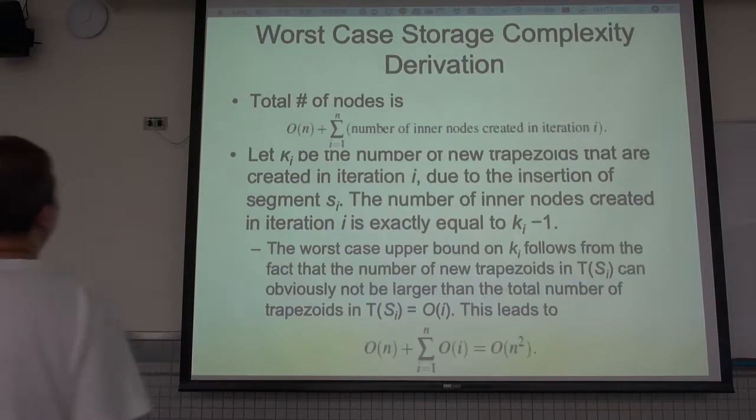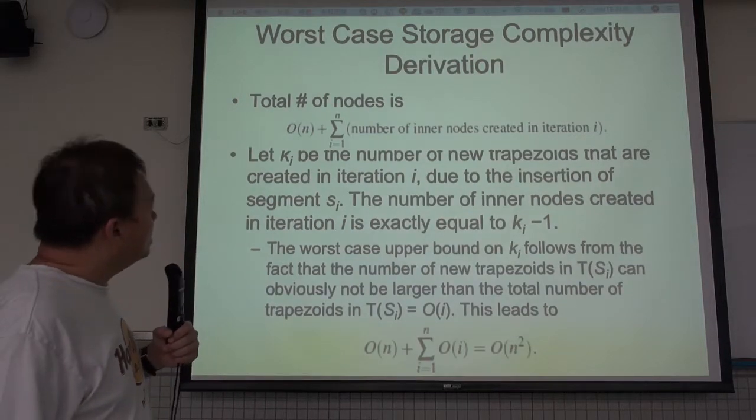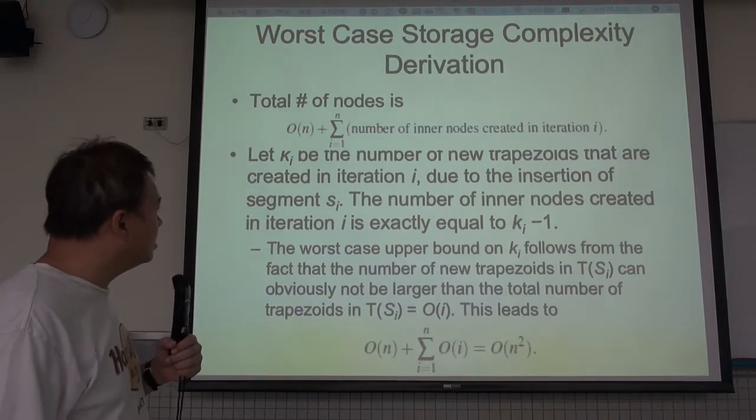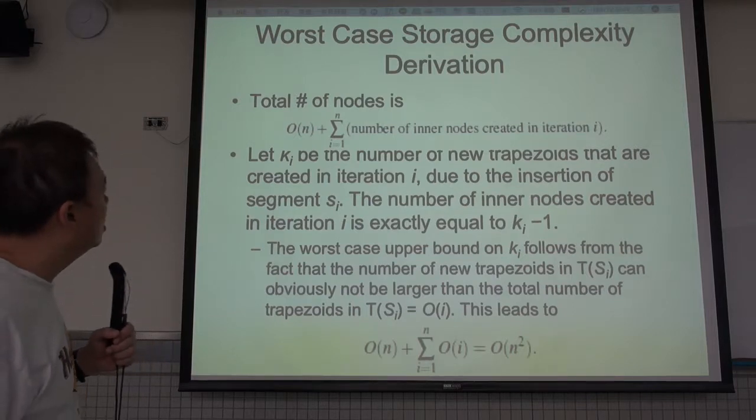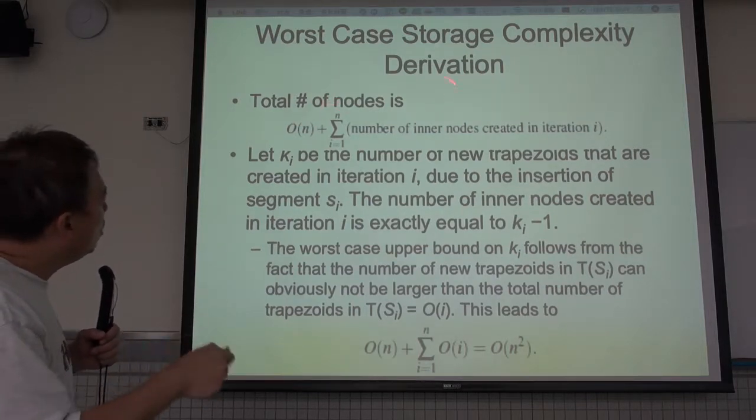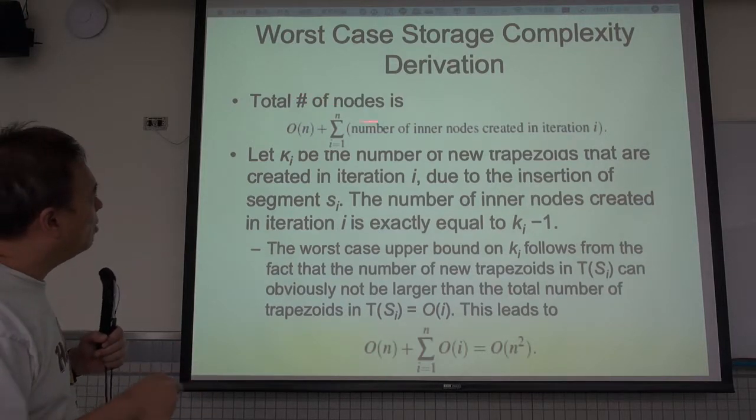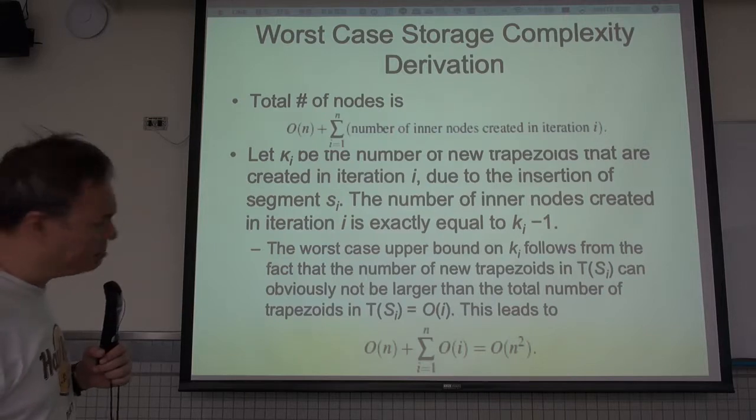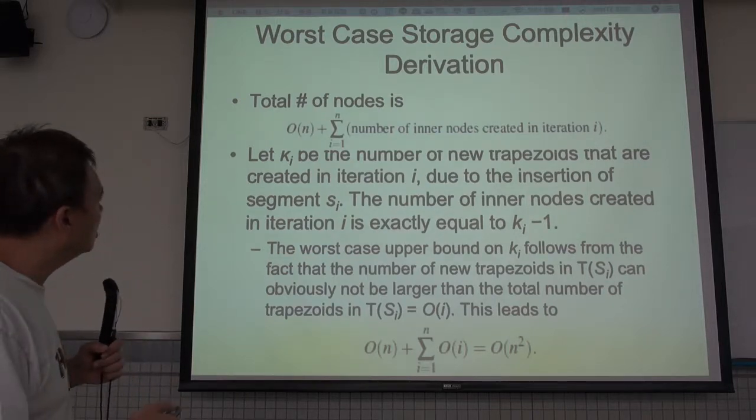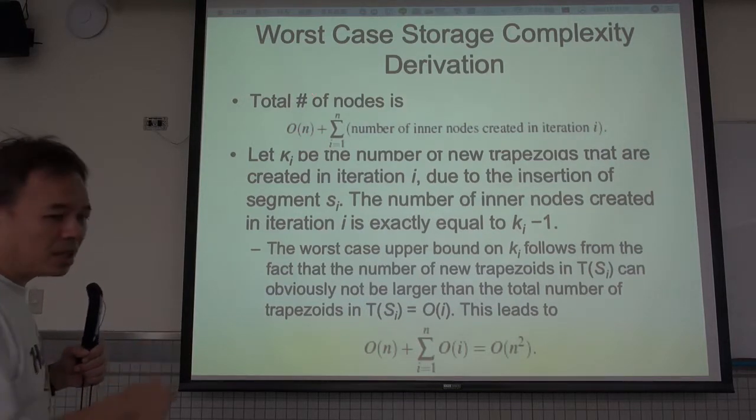Then we need to check the worst case storage complexity. The total number of nodes required for our tree-like graph is going to be big O(n). Where does this big O(n) come from?